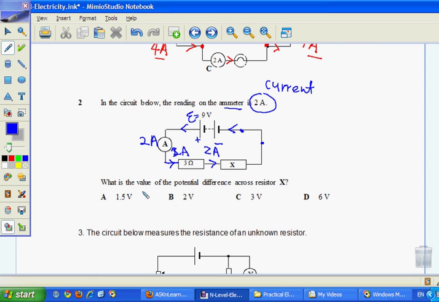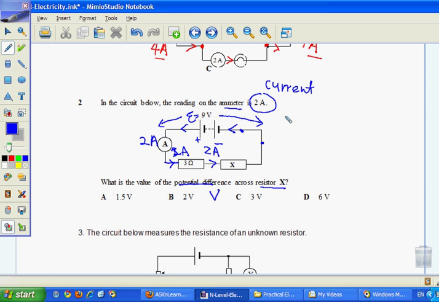So let's look at the question now. What is the value of the potential difference across resistor X? Potential difference in this case is actually looking for this thing called voltage V. So how do we find V? As you can see, the entire circuit has an EMF, or we can also call it a voltage. So the total voltage of this entire circuit is 9V.